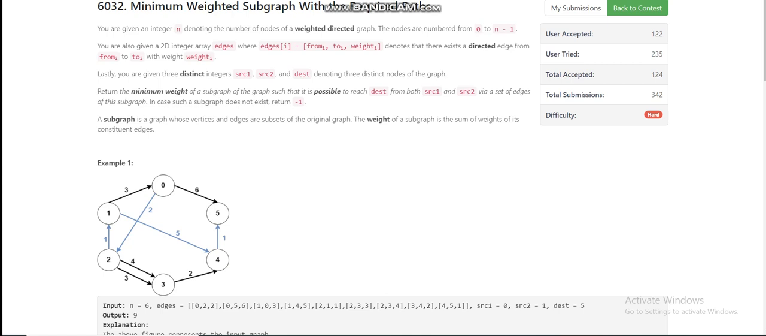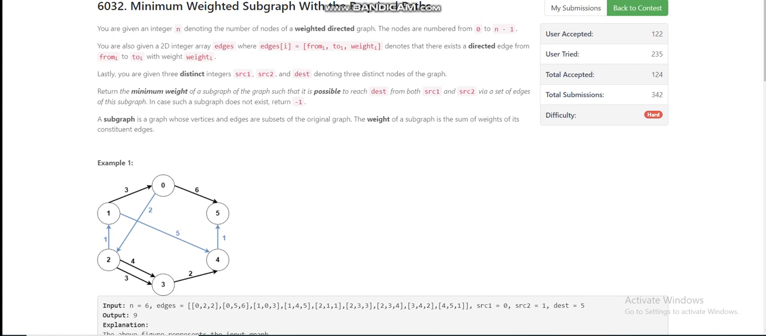So today we are going to solve the last problem of Leetcode Weekly Contest 284, which is minimum weighted subgraph with the required paths. So we are given a directed weighted graph, and we are given three indices, three vertices of the graph: source one, source two, and destination.